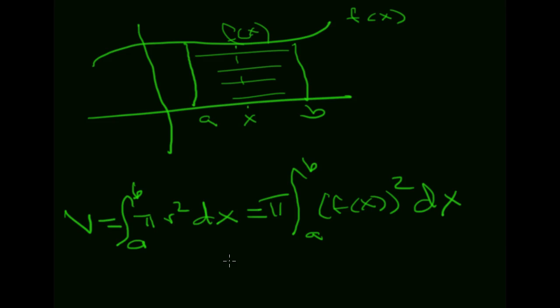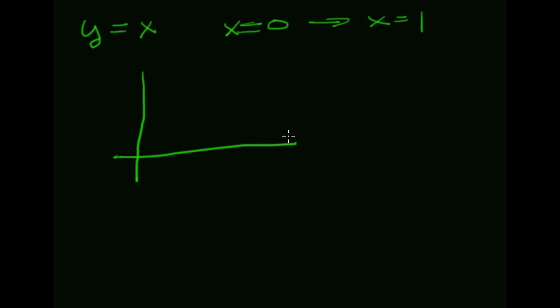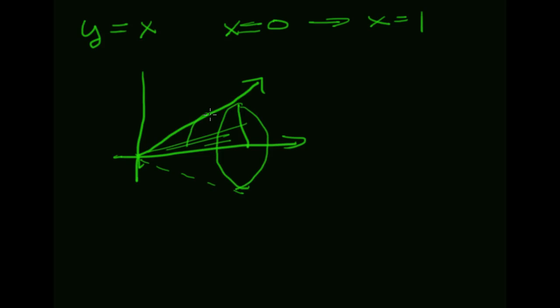All right. So let's look at a specific example. Okay, so really simple example. I'm going to let y equal x, and I'm going to revolve that around the x-axis from x equals 0 to x equals 1. Okay, so let's see if we can do this. Basic idea, here's y equals x, right? So this is 0, here's 1. I'm basically going to take that and revolve that around the x-axis, which is essentially going to make that cone.